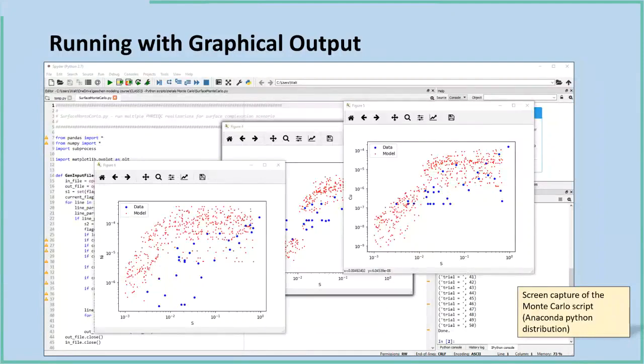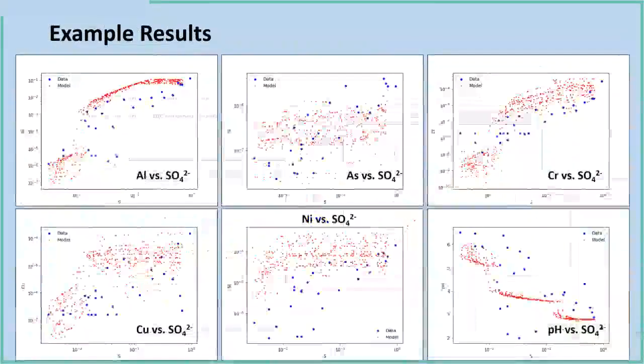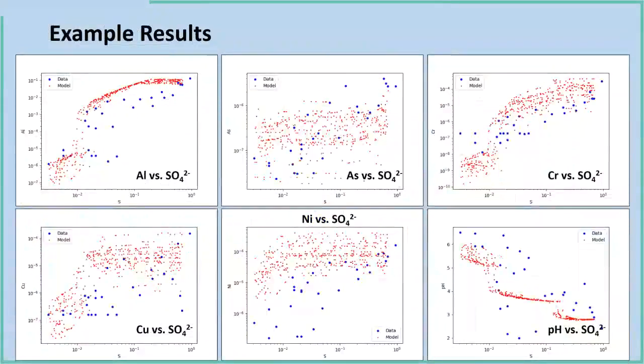Here's a more complete look at the results for this example with various trace metal concentrations and pH compared with sulfate. Both the horizontal and the vertical axes use log scales. Again, this analysis is a scripting demonstration. It's not really any kind of a formal analysis of what's really going on with the groundwater quality at the site. Nonetheless, you can see some patterns both in the field data and in the Monte Carlo simulation results.